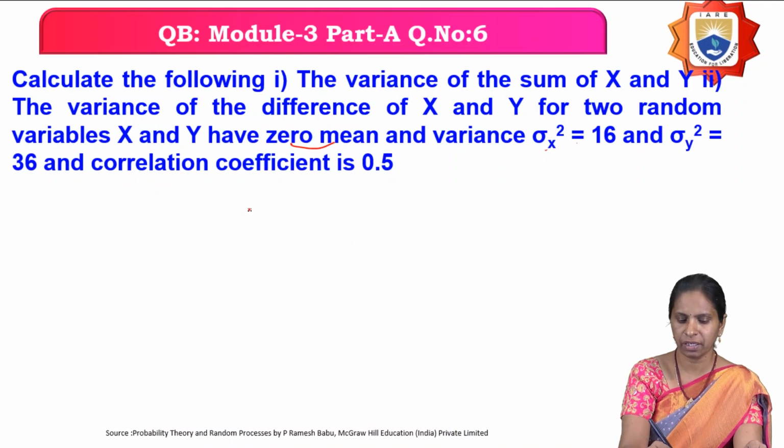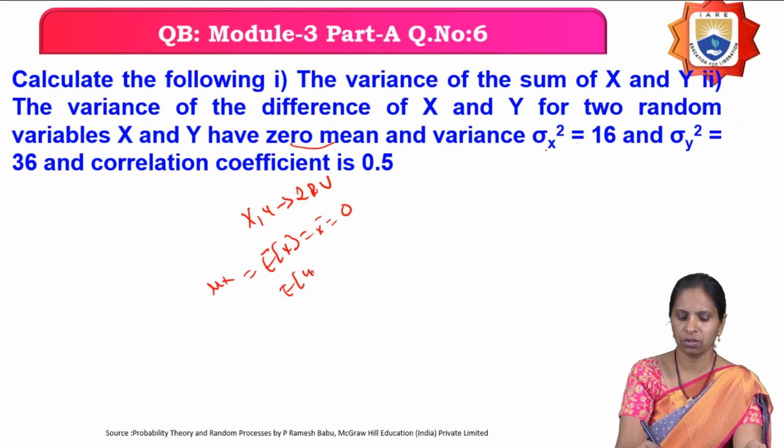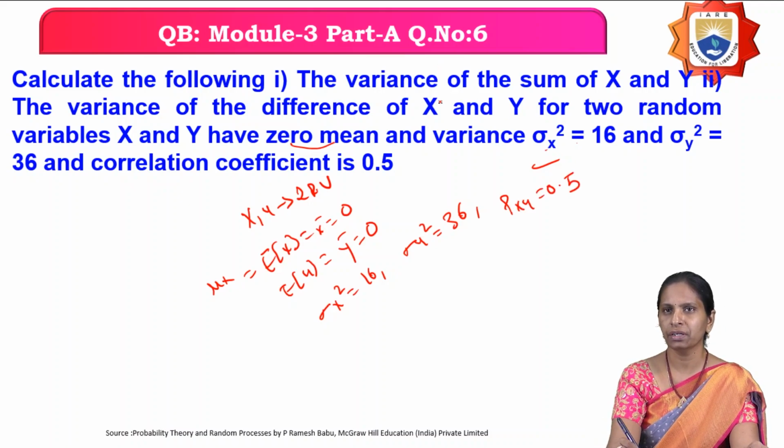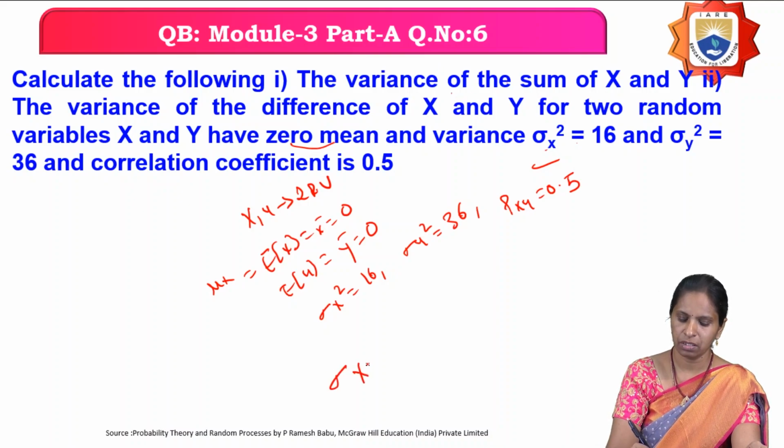So what are they given? They are given that x and y are two random variables and they have 0 mean. Nothing but what? What is E of x? Nothing but x bar is 0, or I can write mu x also. And similarly, what is E of y? Or y bar is equal to 0, and they have given the variances sigma x square equals 16 and sigma y square equals 36 and the correlation coefficient rho xy is equal to 0.5. Now what do you have to calculate? You have to calculate the variance of the sum of x and y, nothing but sigma x plus y whole square.